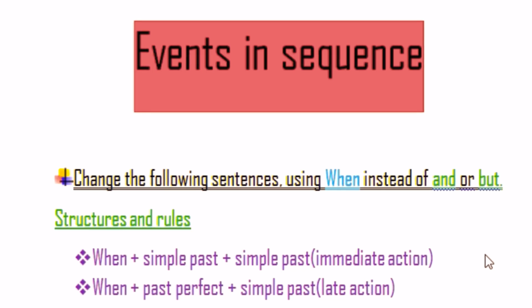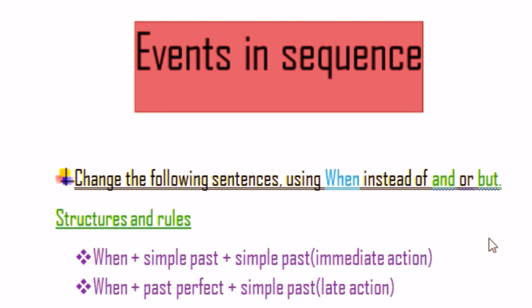Let's start the video. Let me explain the questions and answers one by one. If you miss this video, you will not understand the use of when instead of and or but. Change the following sentences using when instead of and or but. You have to remove the word and or but and use when in the answer. You need to keep in mind only two structures. Listen attentively, don't skip the video.